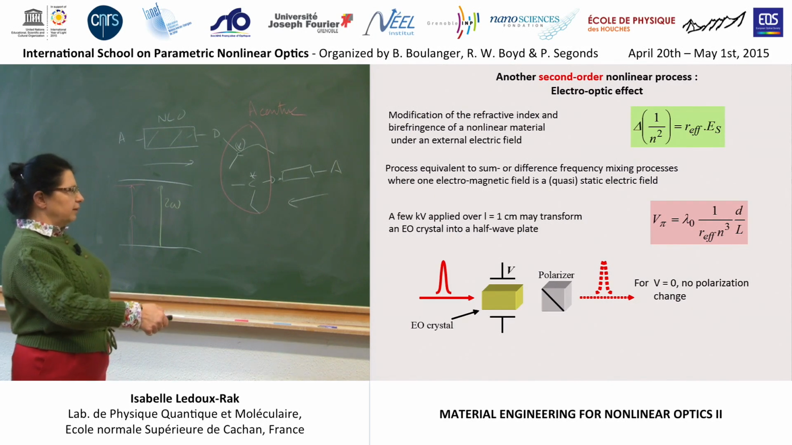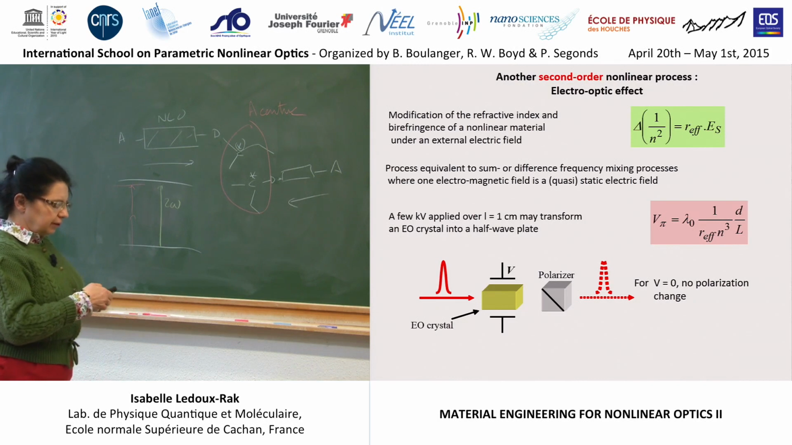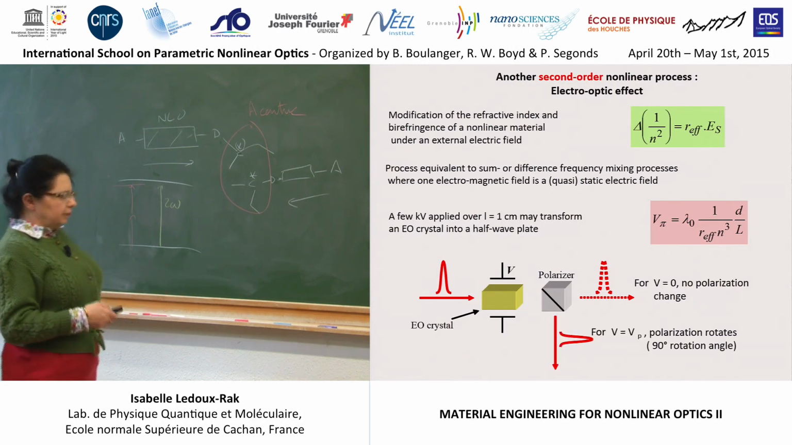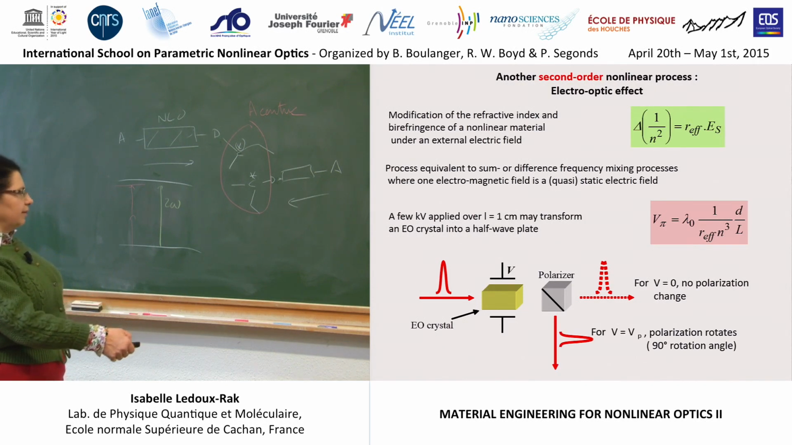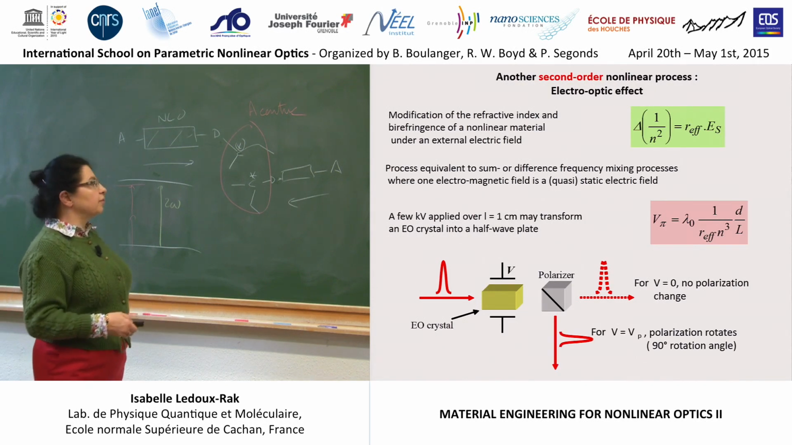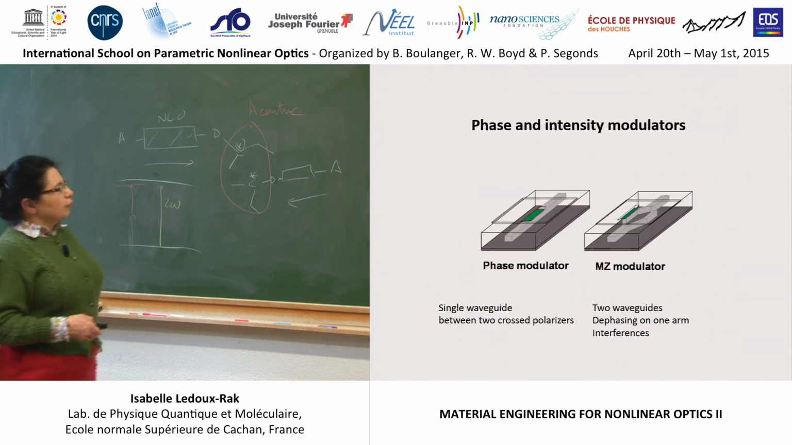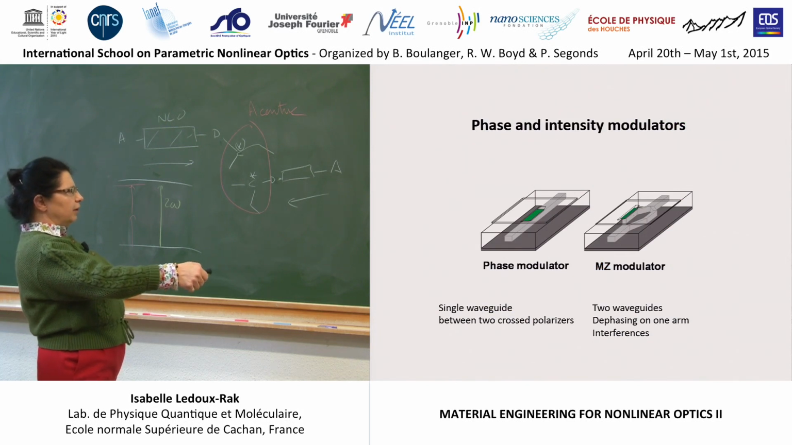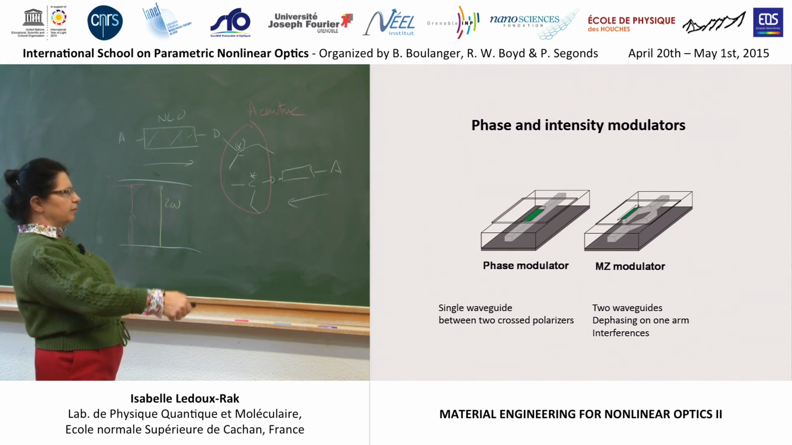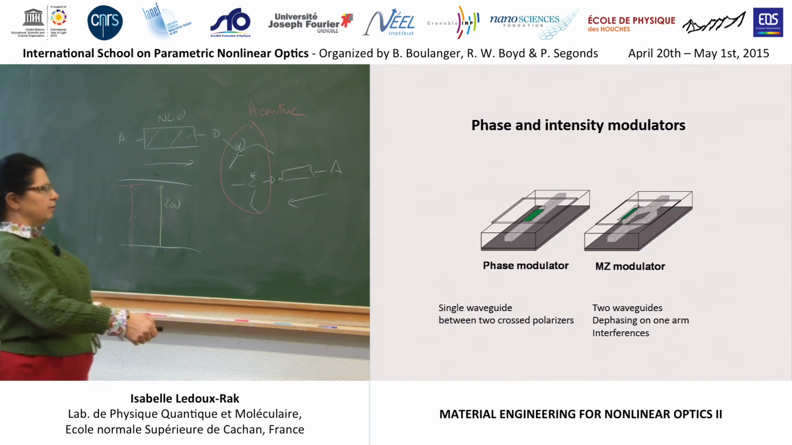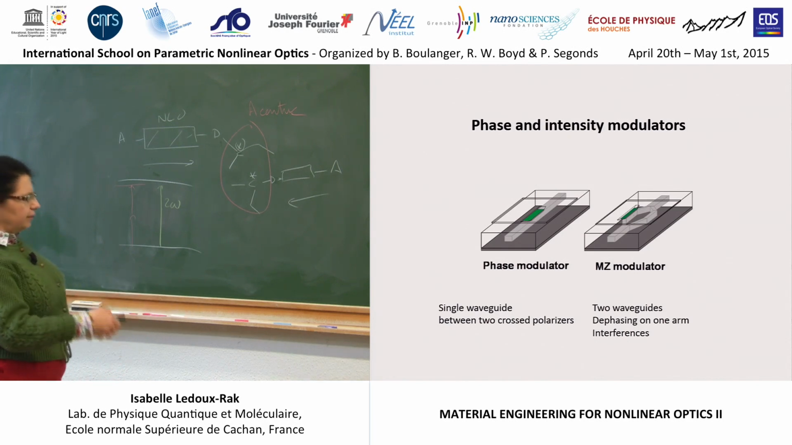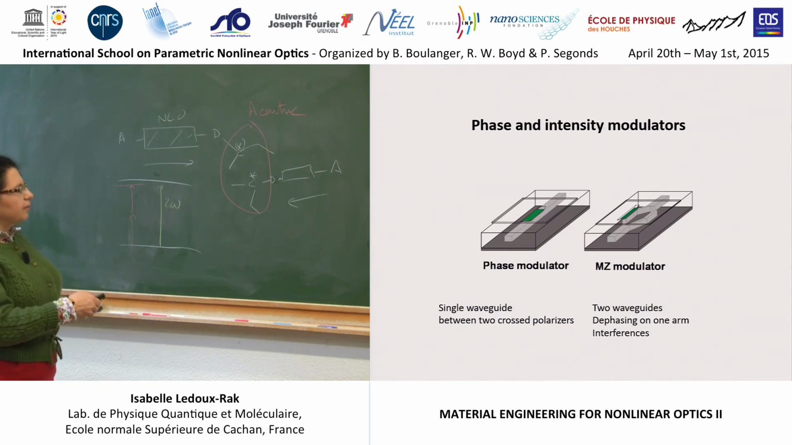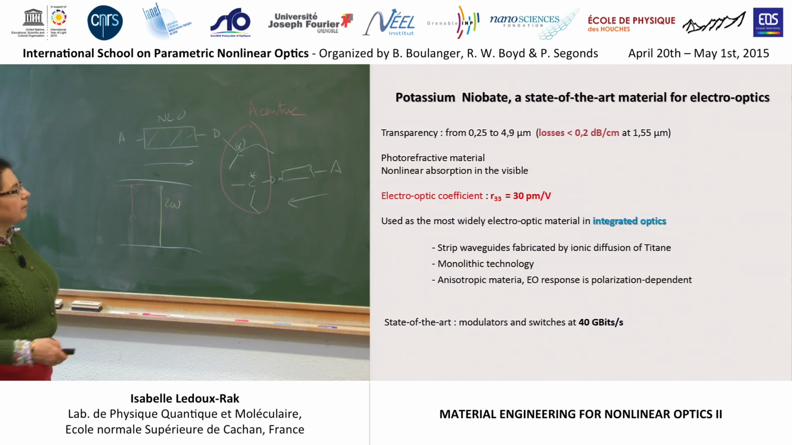For the phase modulator placed between polarizers, if we have no electric field, there is no polarization change. If we apply an electric field, the polarization will rotate, and this will induce a change of the transmission factor. So there are two possibilities for modulators: the phase modulator, with one single arm and one set of electrodes, but you must use crossed polarizers, or the Mach-Zehnder modulator with two waveguides and no polarizers, because the operation is made by interference between the arms.